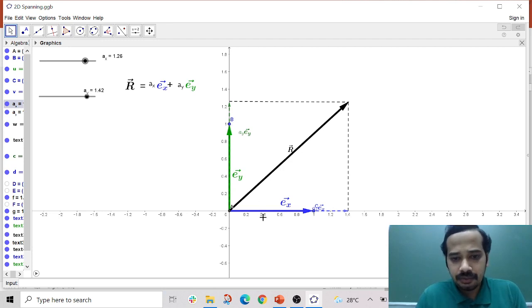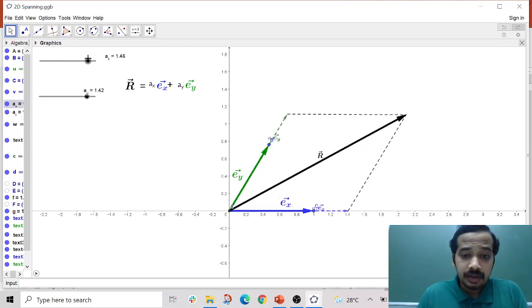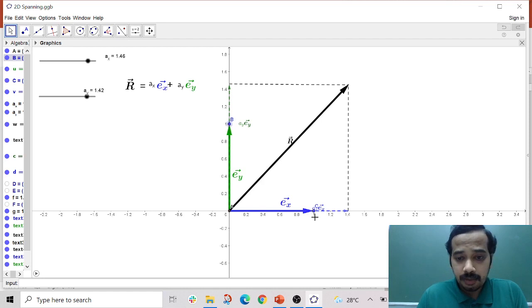To span the space, these two vectors need not be perpendicular. They can be other than perpendicular vectors also. So these two basis vectors need not be perpendicular. They can be any two non-collinear vectors. Again, they should have some non-zero angle between them. That angle between them should not be equal to 0 degrees or 180 degrees. That's sufficient. In that case also, we can span the space. We can generate any other vector in a plane by linearly combining these two. But usually we choose these vectors to be unit vectors and perpendicular.